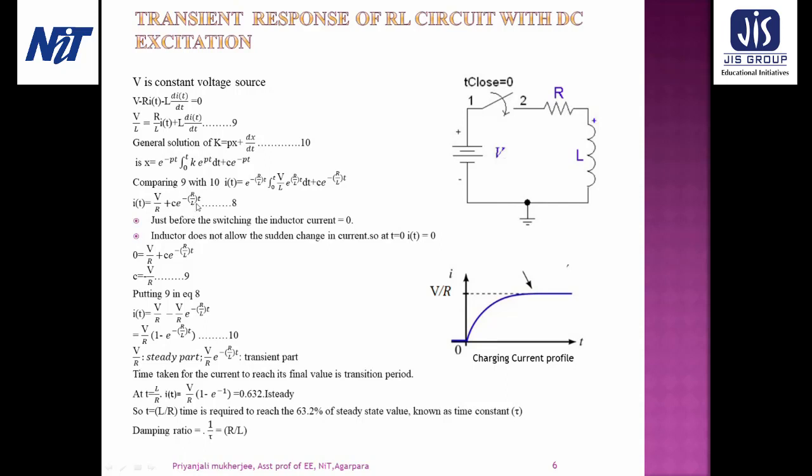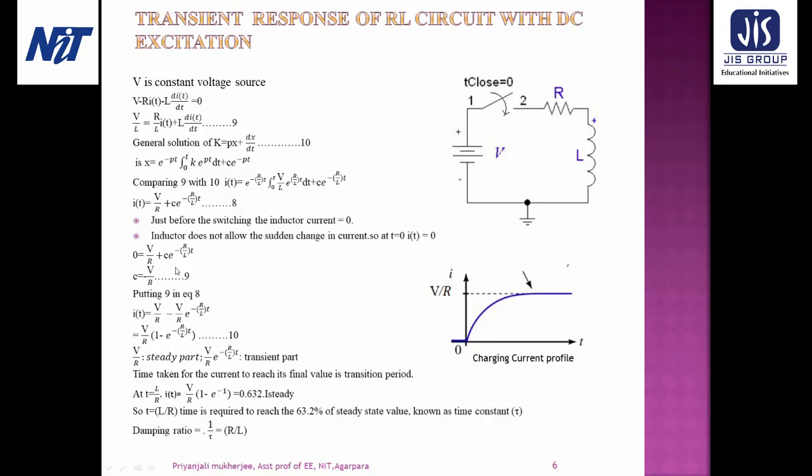Just before the switching, the inductor current is equal to 0. According to the inductor property, it does not allow a sudden change in the current, so at t equal to 0, i(t) is also 0. From this equation, i(0) equals 0, that is equal to V by R plus c e to the power minus R by L t. Equating this, we find the value of the constant c is equal to minus V by R.